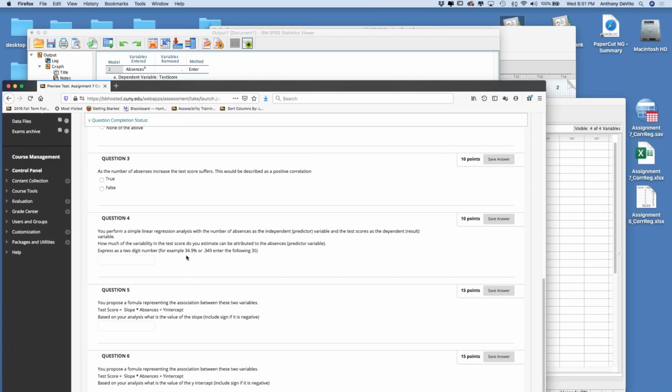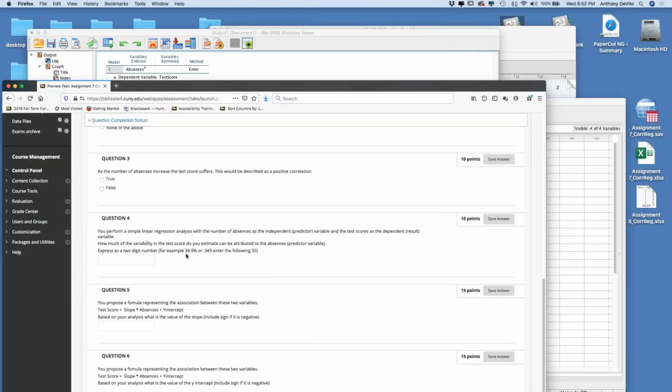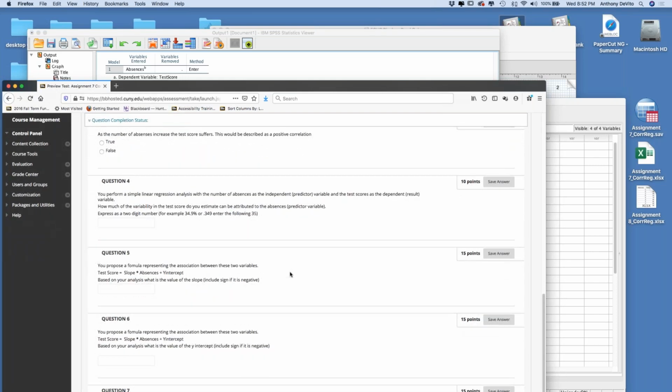So in this particular case, how much of the variability in the test score do you estimate to be attributed to the absences, the predictor variable? Well, that's what R square is for. So that would be 83% of the variability in the dependent variable predicted by the number of absences. If it's 0.89, just enter the first two digits. In other words, 89%, not 0.89, but just 89. That was just to make it easy to enter the value. I'm not sure I made it easier or harder, right? But that's what that question's about.